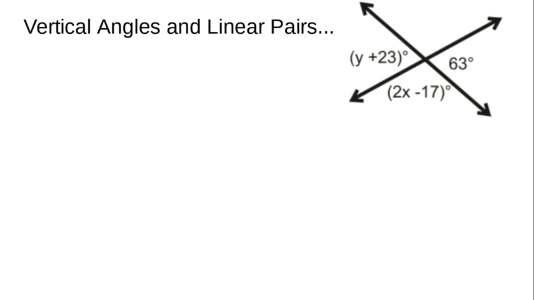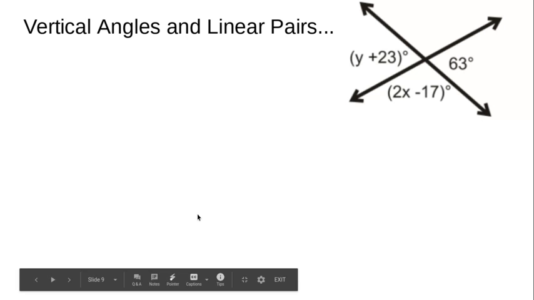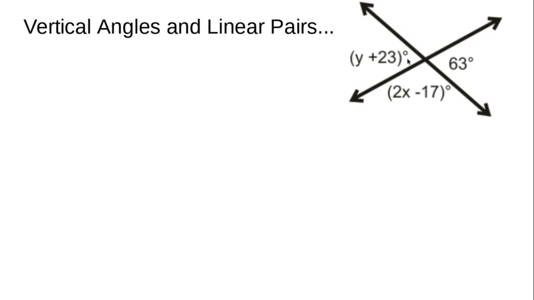Let's make that a little bit more complicated. Okay, so I see vertical angles again. You see them? Over here is 63 degrees, and over here I've got y plus 23. So these two are going to make a vertical angle pair. How about solving for x? What could I do there? Well, this angle down here that is marked as 2x minus 17, and this angle that's marked as 63. If I put those two together, they give me this straight line, so they have to add up to 180.